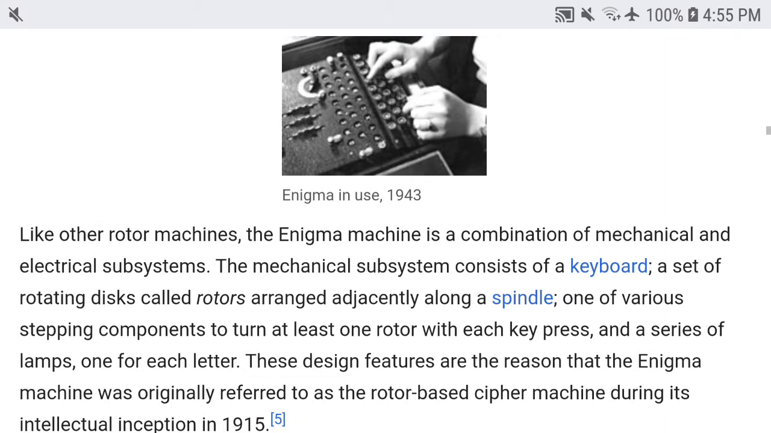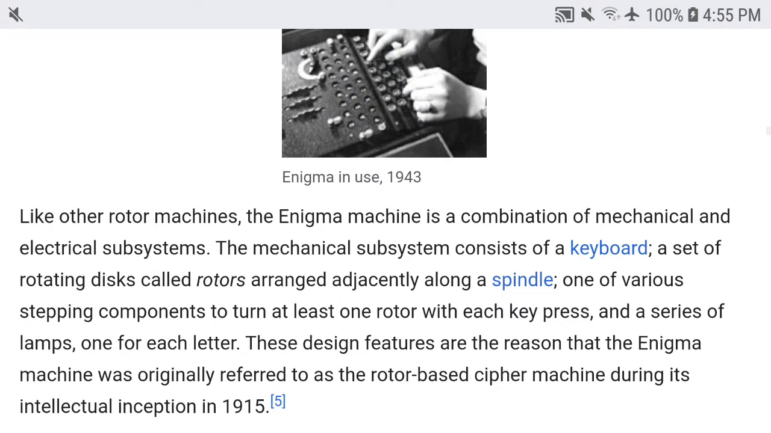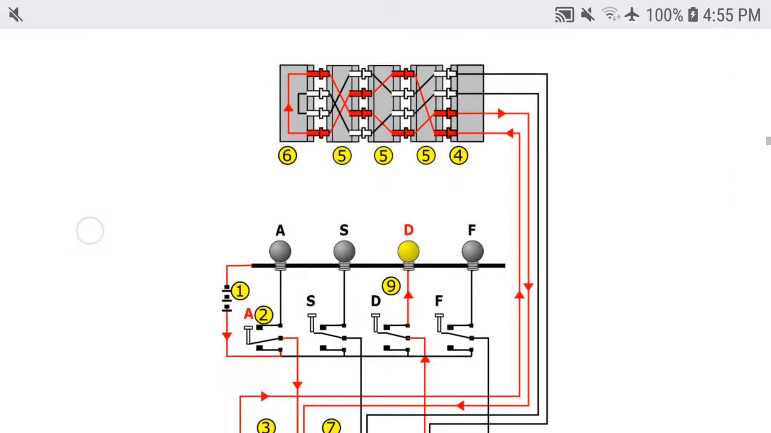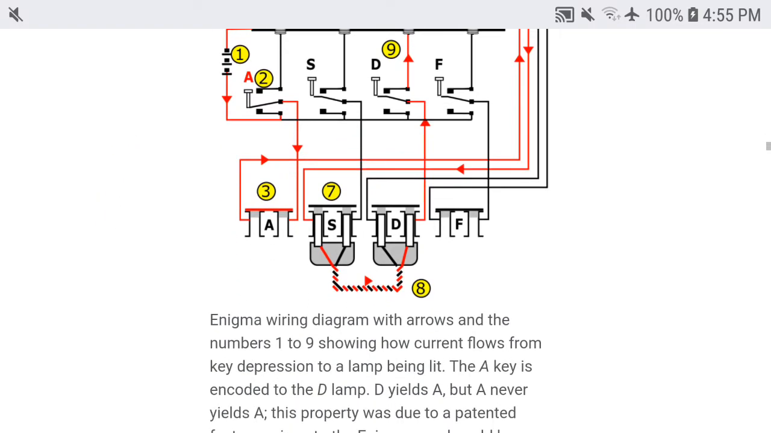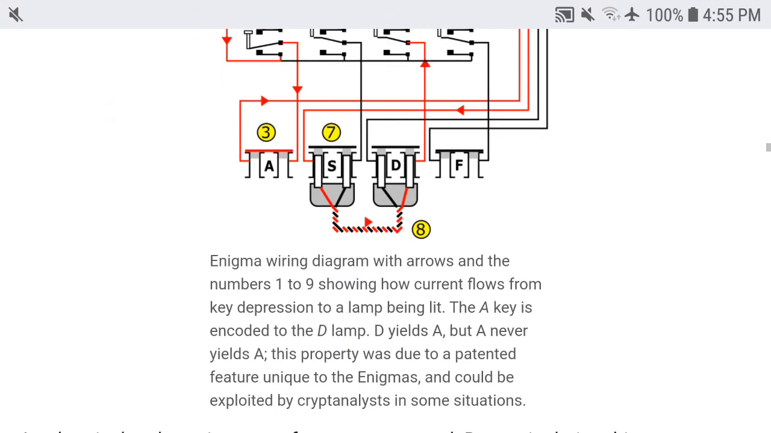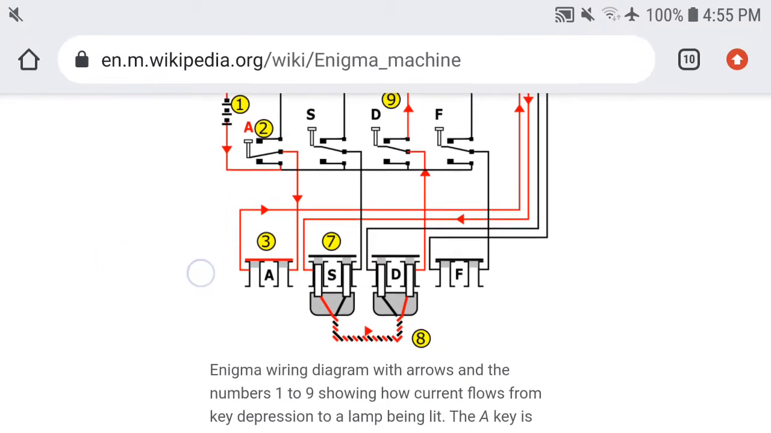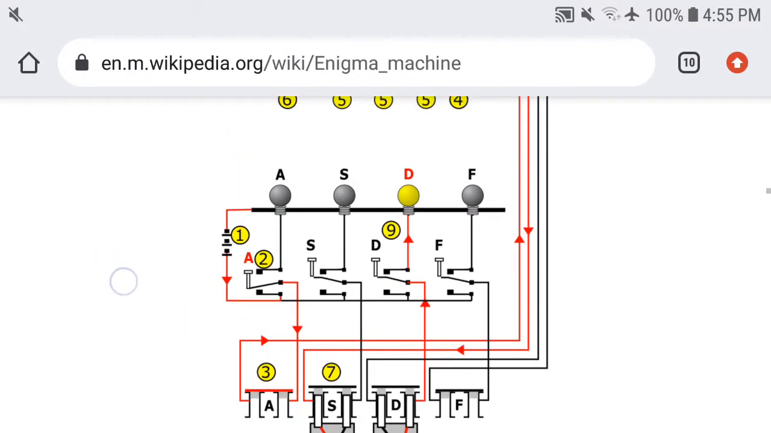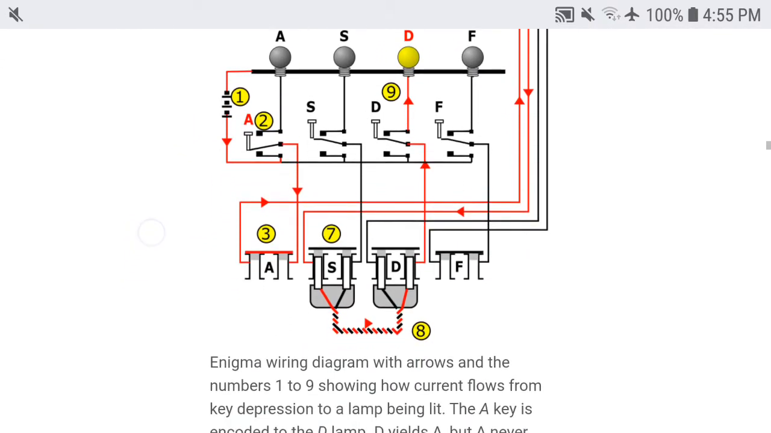Design. So this is the first part where they type, and this is where the lights go on. Electrical pathway. So here we go. Enigma wiring diagram with arrows and the numbers 1 to 9 showing how current flows from key depression to a lamp being lit. The A key is encoded to the D lamp. Oh, this one, the first one. A becomes... no, I don't see it.